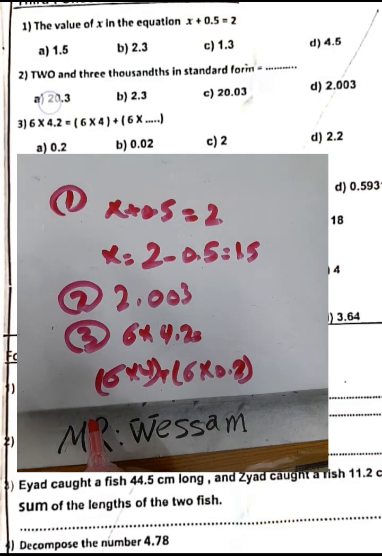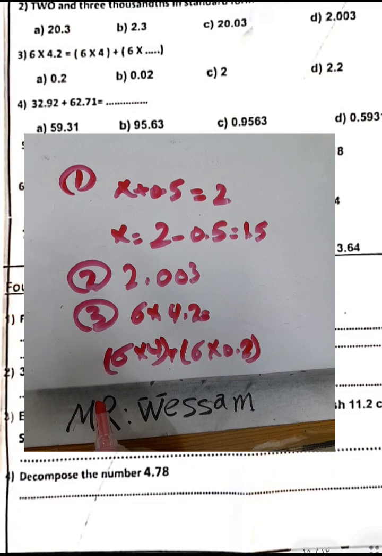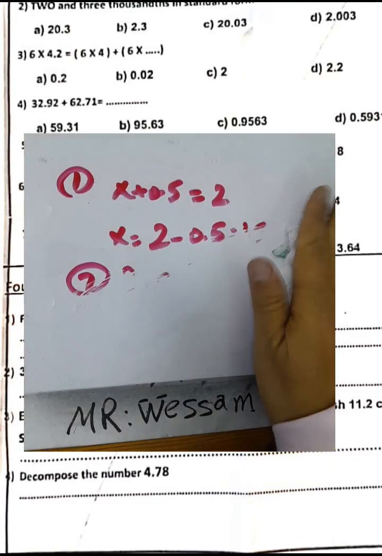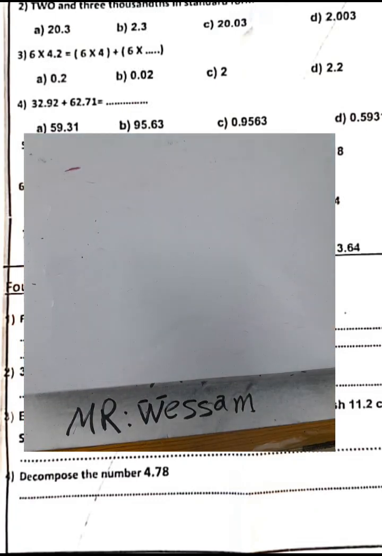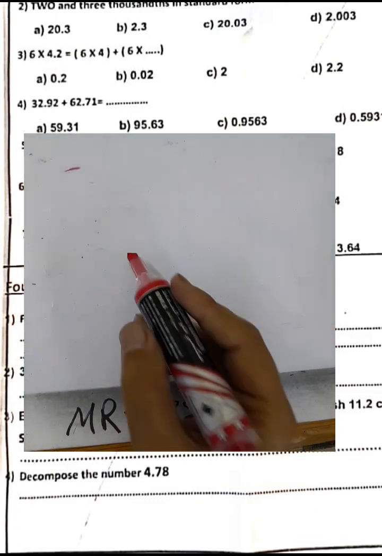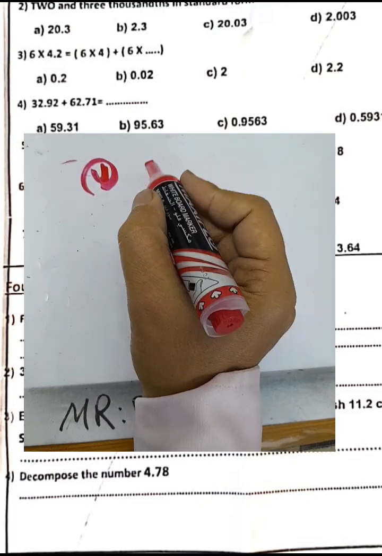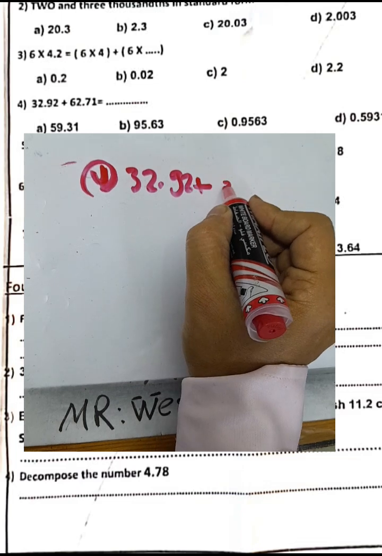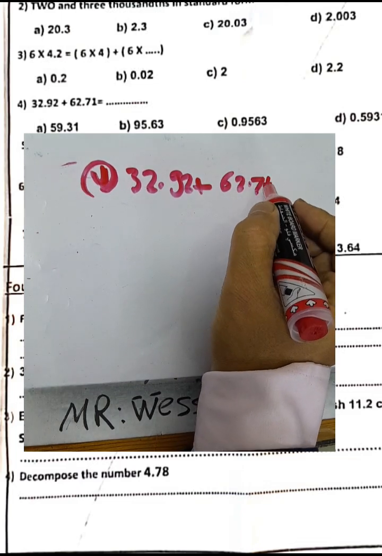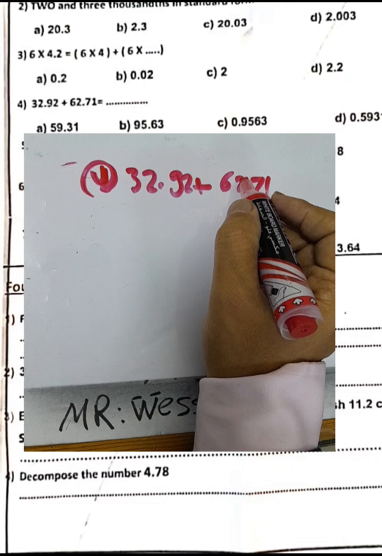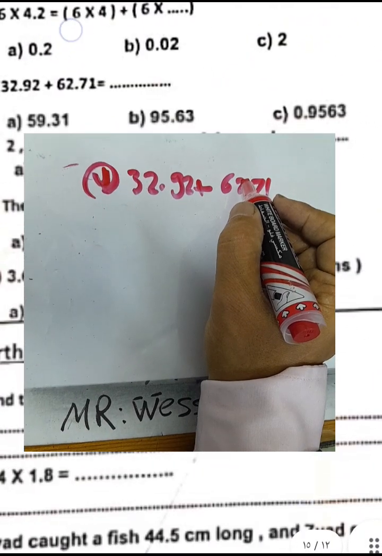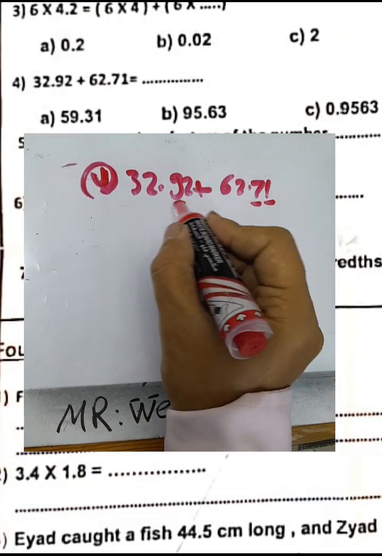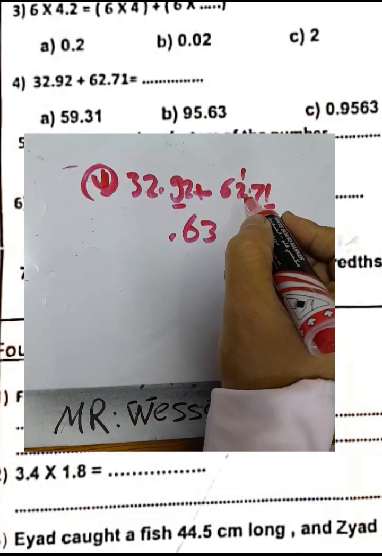Question number 4. 32 and 92 hundredths plus 62 and 71 hundredths. In this example, we must add two numbers. 1 plus 2 equals 3, and 7 plus 9 is 16, write 6 and carry 1. 2 plus 1 is 3, 3 plus 2 equals 5, and 6 plus 3 equals 9.